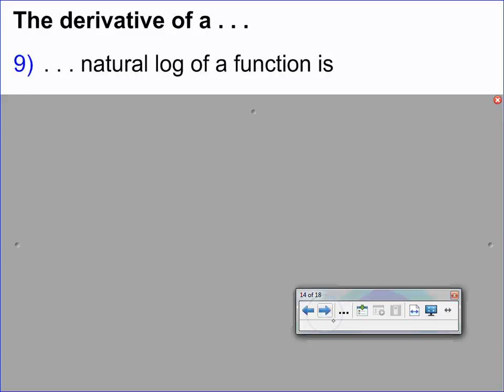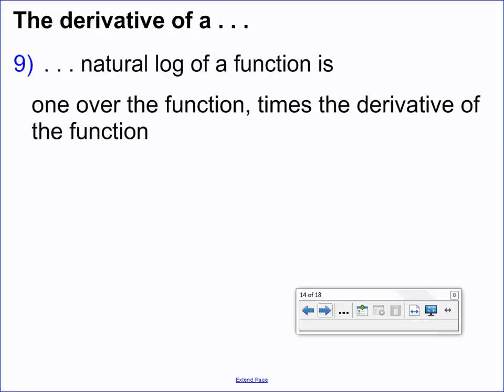The derivative of the natural log of a function is 1 over the function times the derivative of the function. There's my other neck and neck race right there. Love the derivative of natural log. 1 over the function times the derivative of the function.